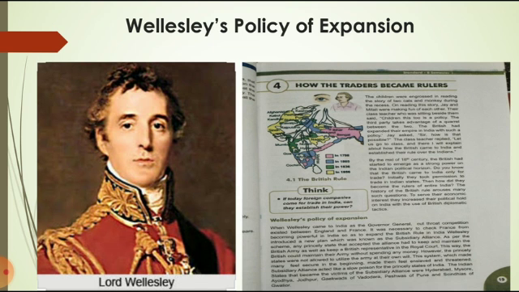We'll see the first thing, that is Wellesley's policy of expansion. Wellesley, we all know, came to India as the Governor General. Cutthroat competition existed between England and France, which means a very tight competition. It was necessary to check France from becoming powerful in India so as to expand the British rule in India. That means it was very much necessary to check whether France had become powerful in India or not, so that they could expand the British rule.